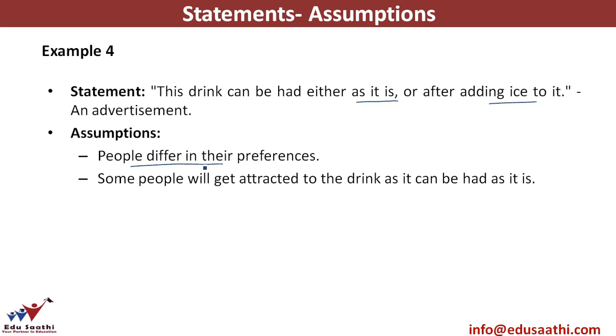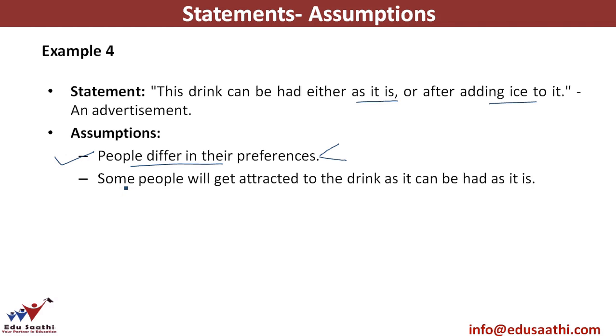People differ in their preferences. Second, some people will get attracted to the drink as it can be had as it is. People differ in preferences. What does this mean? That different people may want to try different things in different ways. In case this is true, it means the company is giving them options. So this becomes a valid assumption, that because there are people with different preferences, people might like two different things. So this company is giving two options, two preferences.